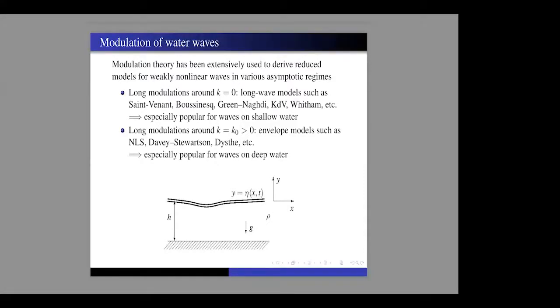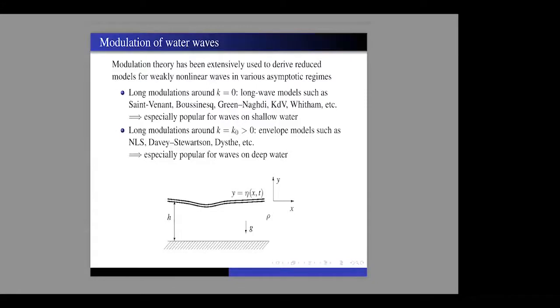All right, so modulation theory has been extensively used to derive reduced models for weakly nonlinear waves in various asymptotic regimes. In particular, in two cases, long modulations for wave numbers around zero. And so here we're talking about long wave models such as Boussinesq, KdV, and so on. And so these are especially popular for modeling waves on shallow water.